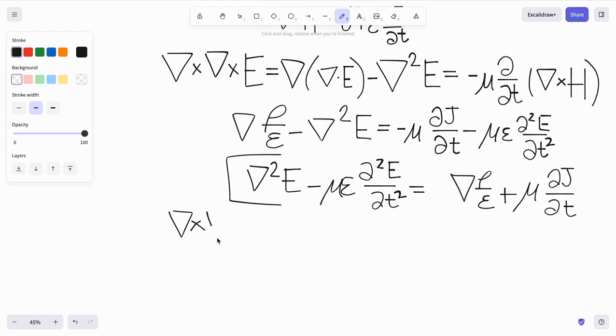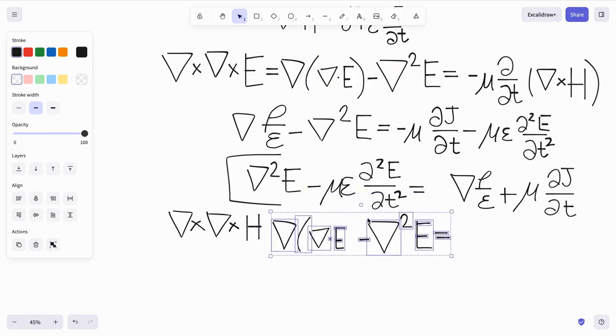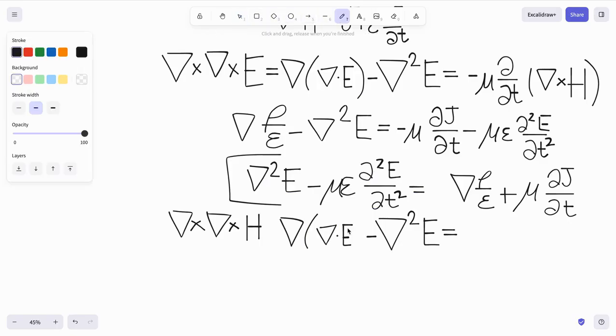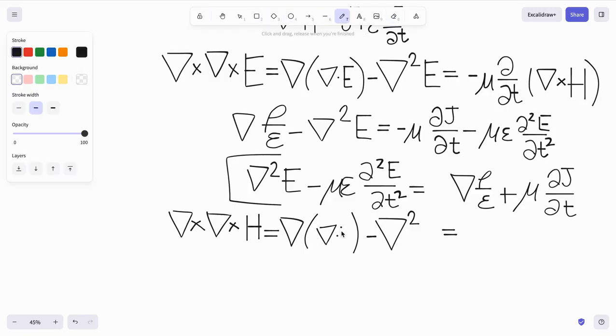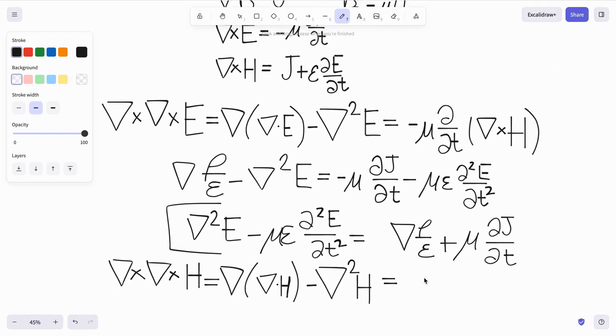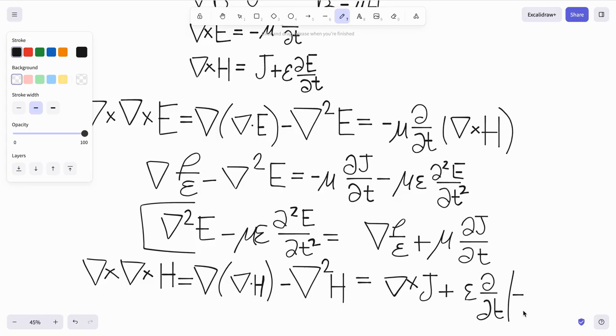So we're going to take the curl of H. That gives a very similar expression to the one here, except instead of E, we're dealing with H. So this is the gradient of the divergence of H minus the Laplacian of H. And this should equal the curl of J plus epsilon times partial over partial t of the curl of E, which we know from here to be just minus mu partial H over partial t.